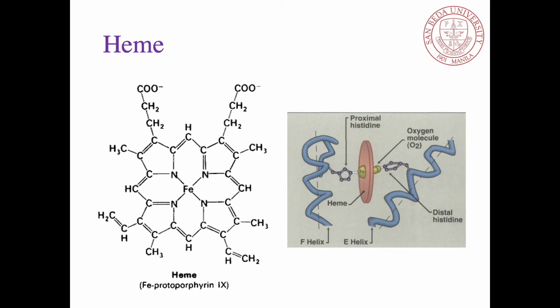As mentioned earlier, this nonpolar crevice contains 2 polar histidine residues, a proximal one and a distal one. Now, heme directly binds to the proximal histidine on one side. The other side of the heme molecule is where oxygen binds. The distal histidine residue interacts with this other side of heme, but is not bonded to it.